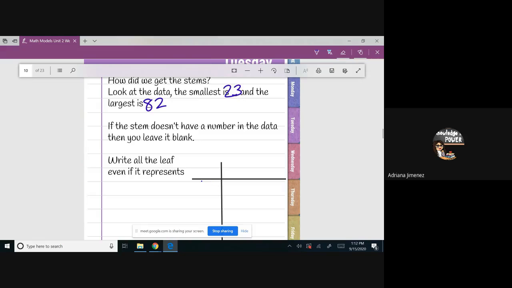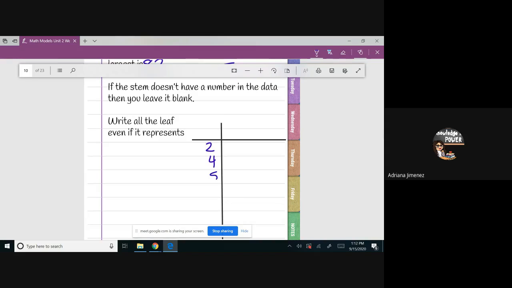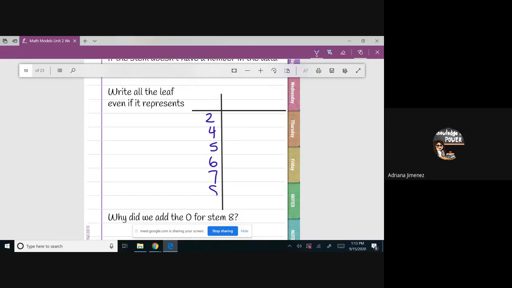So this is exactly what you're going to be doing on the assignment that you have today. You're going to look for the biggest and the smallest one, and then we're going to write the first number. Okay? So 20, 40, 50, 60, 70, 80. And that's it.